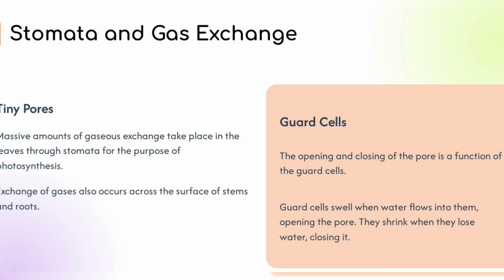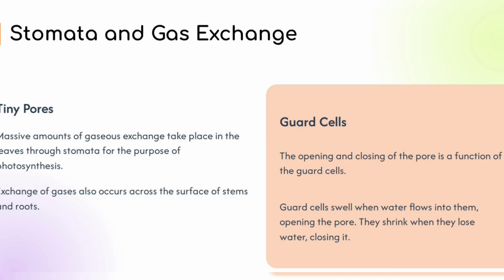Plants exchange gases mainly through tiny pores on the leaves called stomata. What is stomata? The tiny pores on the leaves. A lot of carbon dioxide goes in and oxygen comes out through these pores during photosynthesis. Some exchange also happens through stems or roots.